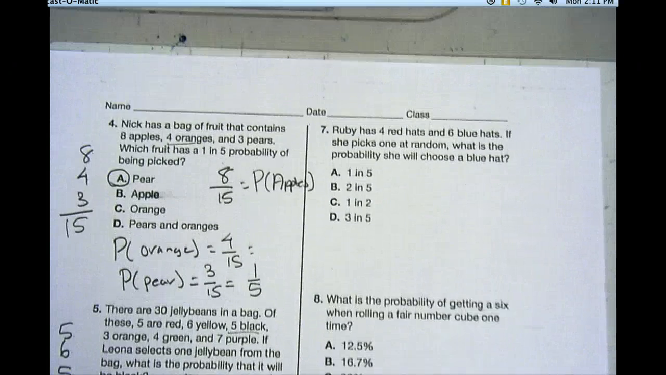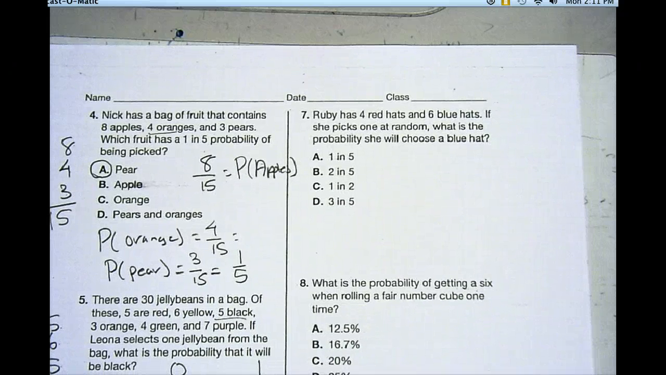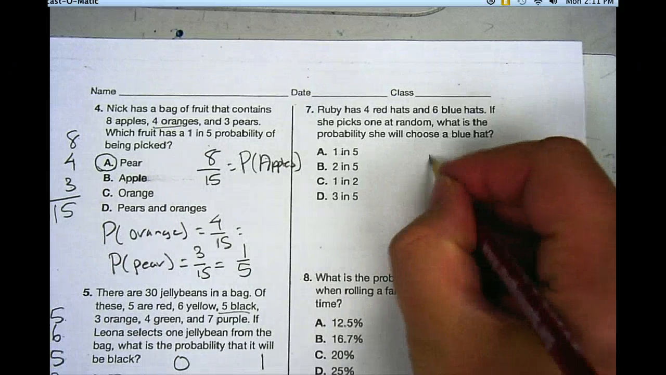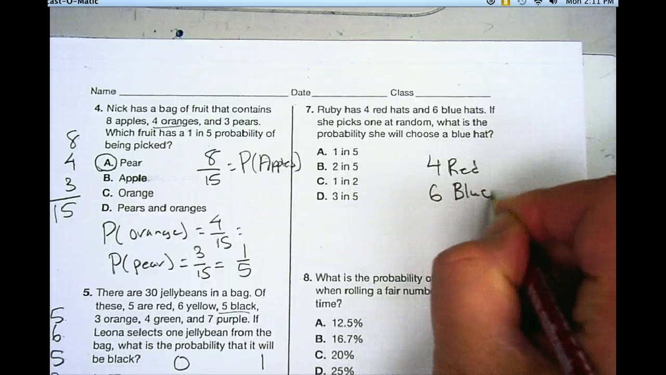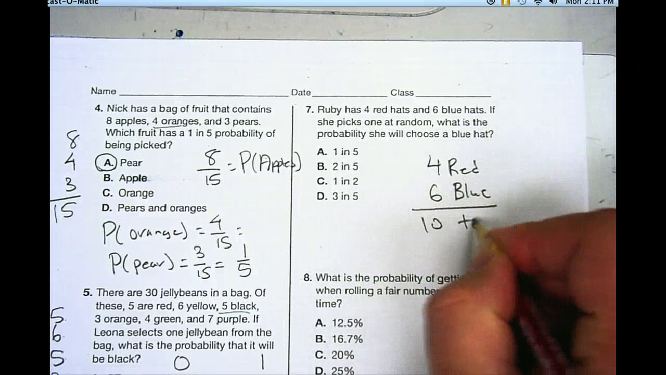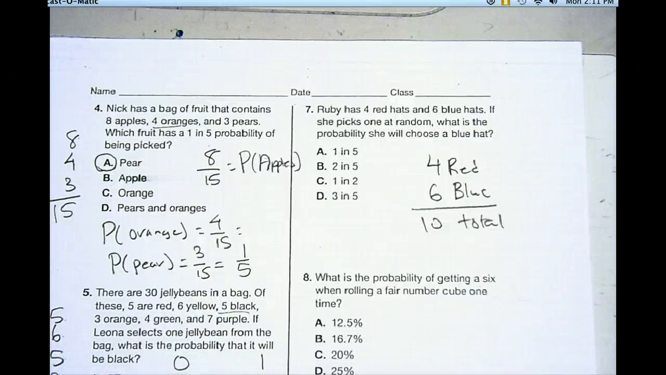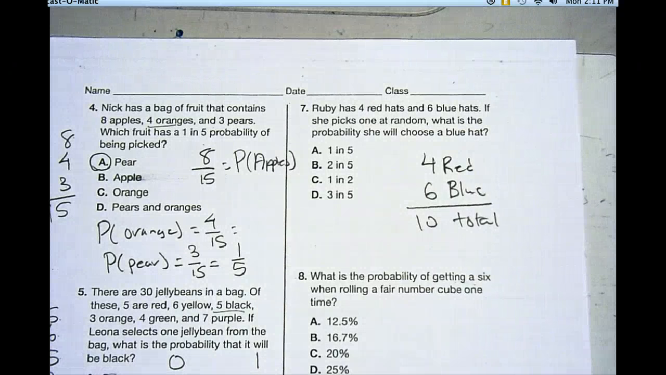Okay, let's go on to number 7. Number 7 talks about Ruby. Ruby has 4 red hats and 6 blue hats. If she picks one at random, what's the probability that she will pick her blue hat? So I know that she has a total of 4 red and 6 blue. So she has a total of 10 hats, and she wants to find the probability that it'll be blue.